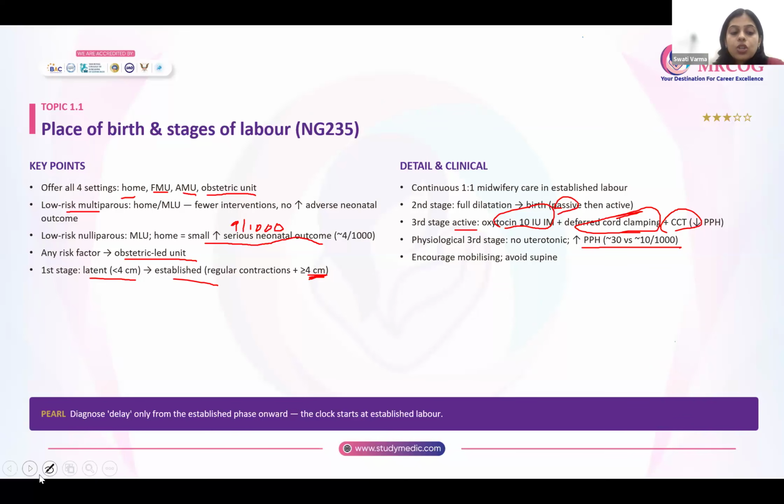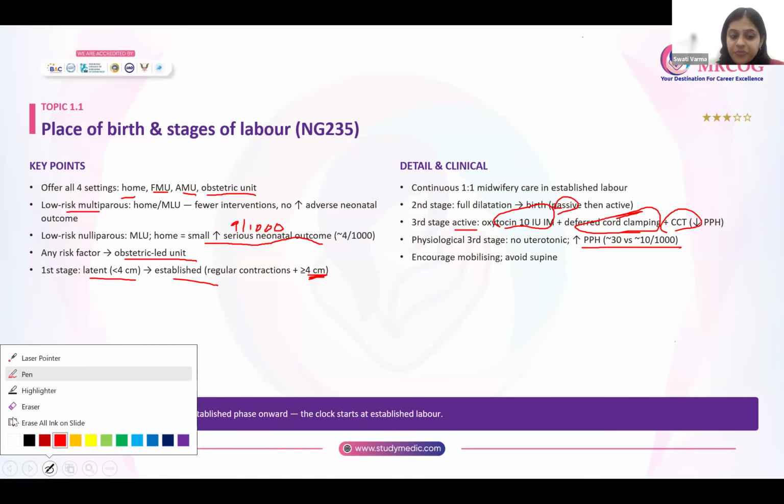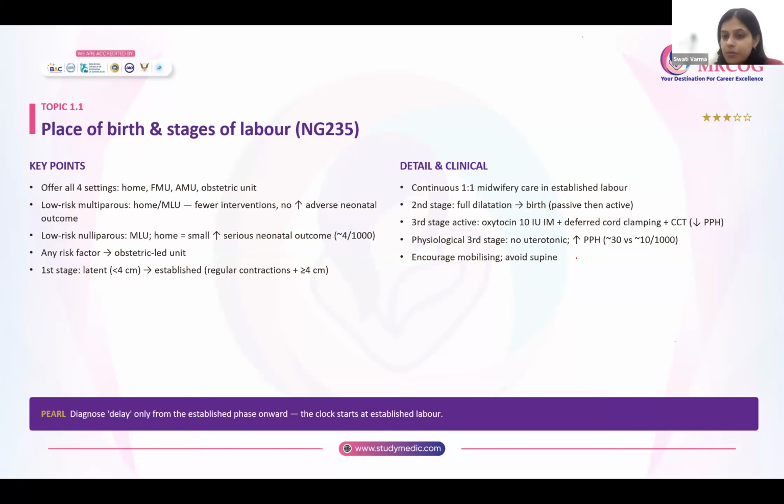Okay, so these are mainly the stages of labor: first, second, and third. Now, in every stage, what you have to keep doing is you have to encourage mobilizing. Why? Because supine position as such is not recommended. We don't advise the lady to be in supine position during whole of labor because it delays. So always encourage mobilizing the lady throughout the labor.